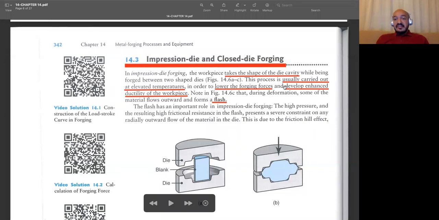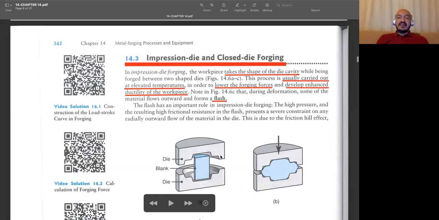And in order to decrease the forces required in these processes, impression die or closed die forging, we usually do it at high temperatures. And with the help of high temperatures, obviously, the amount of force required is decreased and the ductility of the workpiece is increased. So it can easily move into the cavities and the workpiece, the blank material, will take the shape of our die.